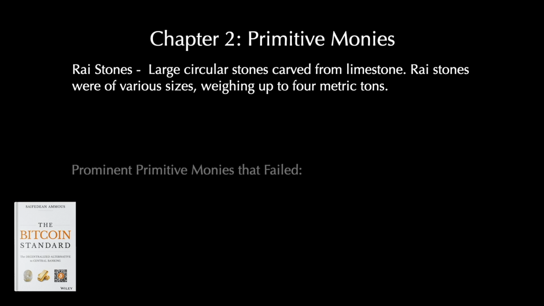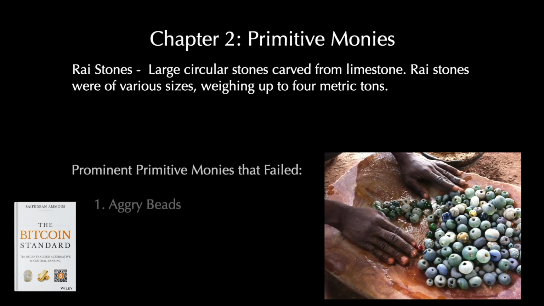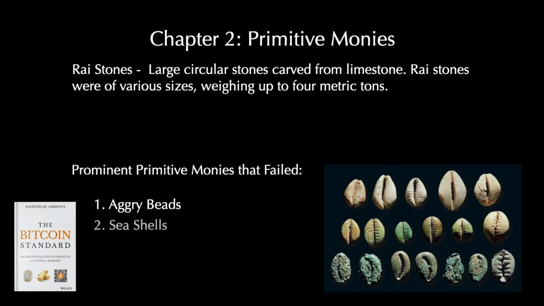A similar thing happened to the aggri beads used as money in Western Africa, when European explorers and traders imported these beads into Africa in large quantities, diluting the money supply. This also happened with seashells, which were used as money in many places, from North America to Africa and Asia. Seashells eventually lost their value as money because they were too easily attained with modern technology.